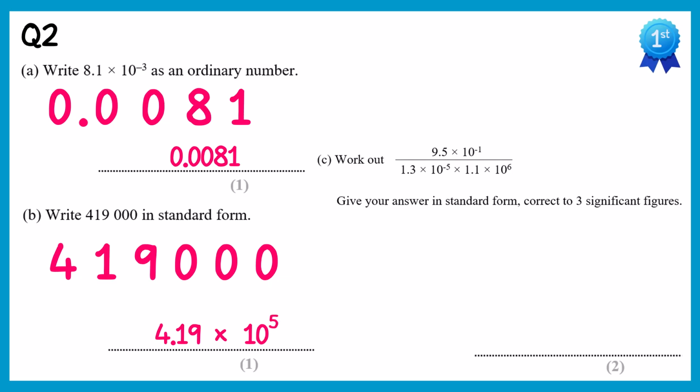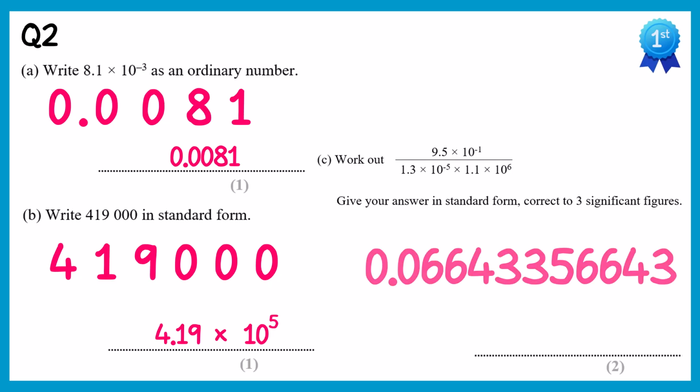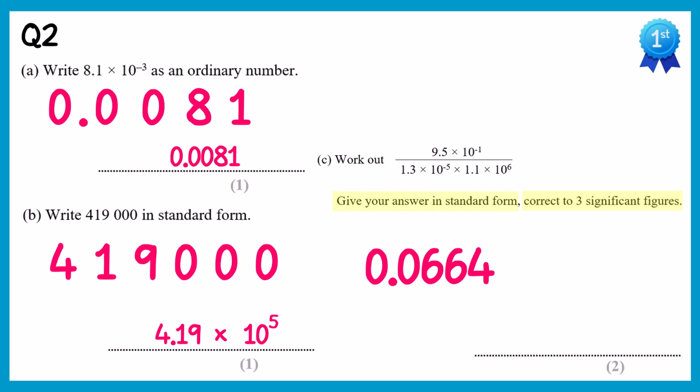For part C of this question, we need to do a calculation in standard form. But since this is paper 2, you can just type that exactly as it is into your calculator. If you do that and then press equals, you'll end up with this number here. This question says to give your answer to 3 significant figures though, so we can lose most of these digits. We just want the 6, 6, and the 4. Then we need to write this number in standard form.